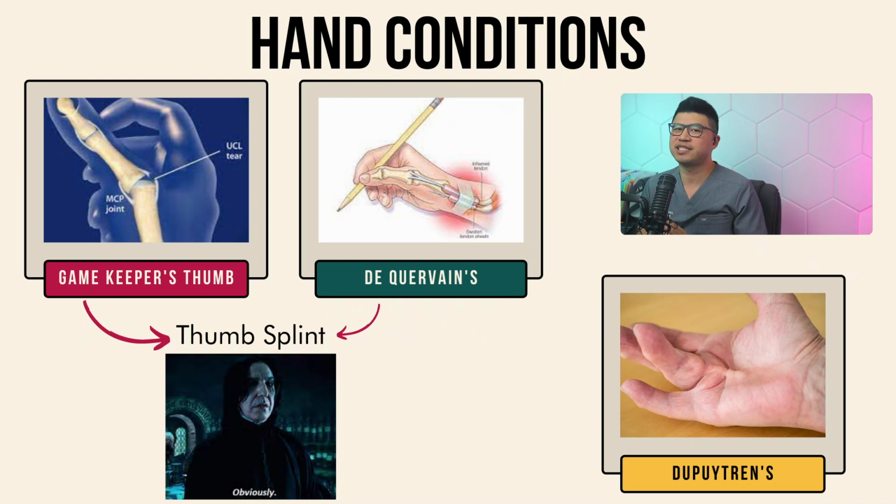Moving towards the end of the video, we are at the thumb and fingertips now. Gamekeeper's or skier's thumb results in the rupture of the ulnar collateral ligament of the MCP of the thumb. Use a thumb spica splint and focus on thumb range of motion and strengthening. This one is kind of easy to remember because of the gamekeeper's name and the skier's name from the ski poles.